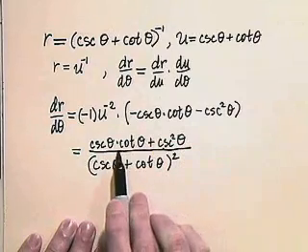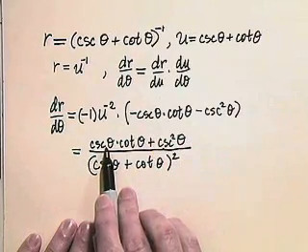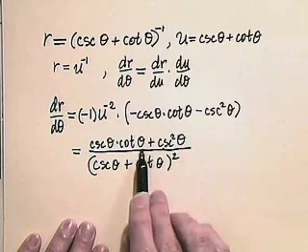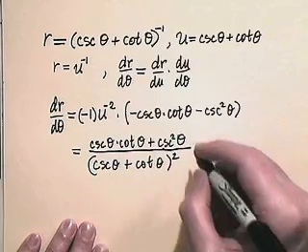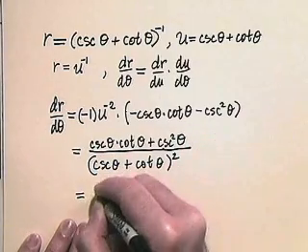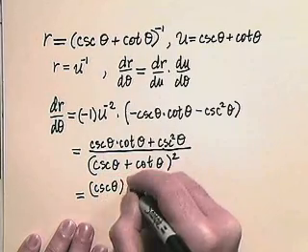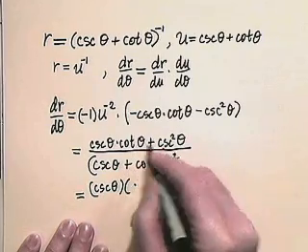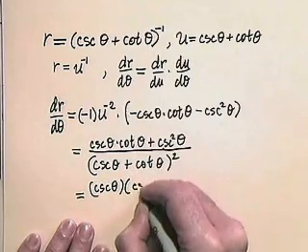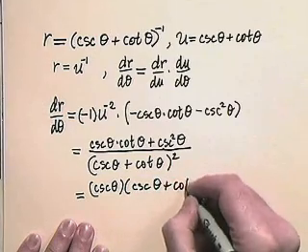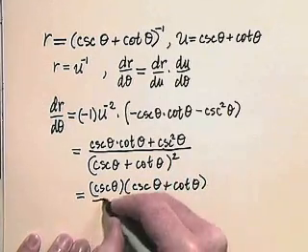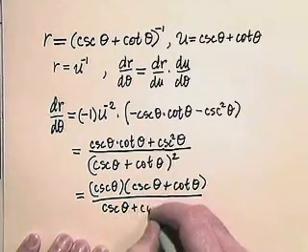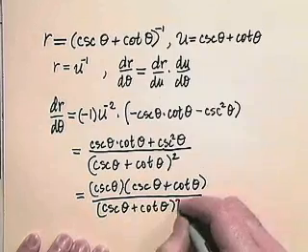And now notice in the numerator I can factor out cosecant theta, because both of these terms have a factor of cosecant theta. When I do, what I'll have is a cosecant theta multiplying cosecant theta plus cotangent theta. That's cotangent theta plus cosecant theta, which is the same as cosecant theta plus cotangent theta. And all that's divided by the cosecant theta plus cotangent theta, all quantity squared.